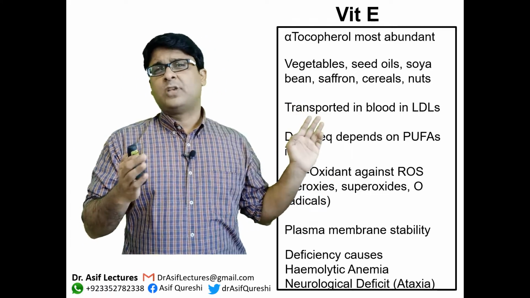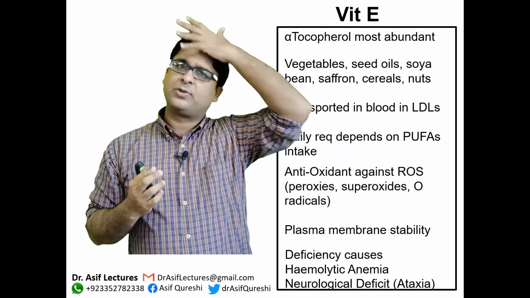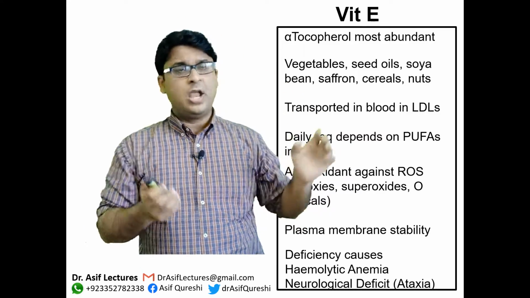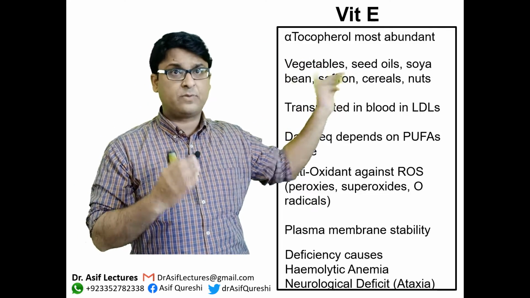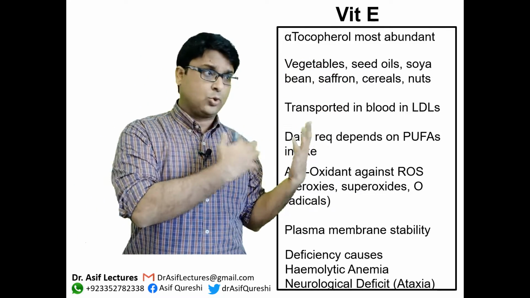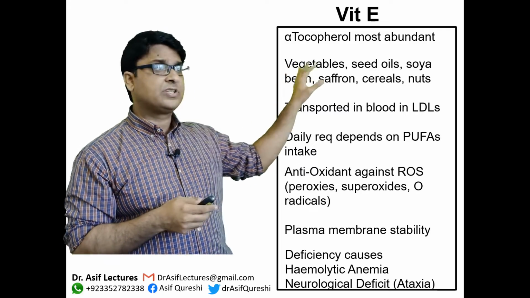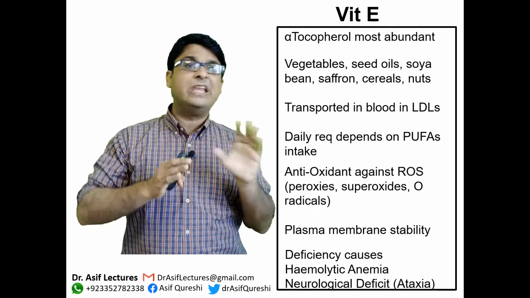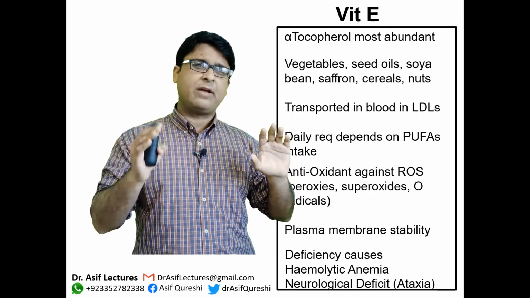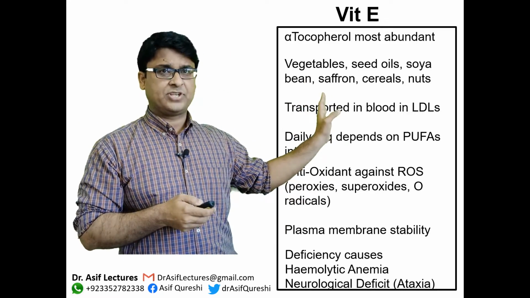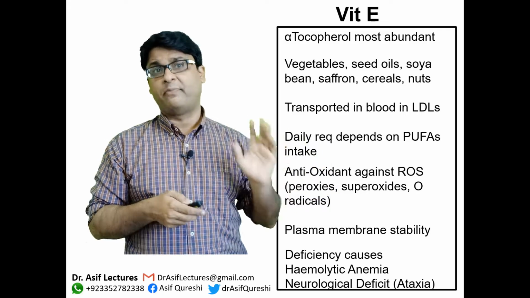There are different forms, around 8 different isoforms of vitamin E that exist in nature. Alpha tocopherol is the most abundant in our body. More than 90% of the vitamin E that we have is alpha tocopherol, okay? It's present in vegetables, seeds, oils, cereals, and nuts. Actually, animal sources are very, very few, but plant sources are by and large the major source of vitamin E for us, okay?